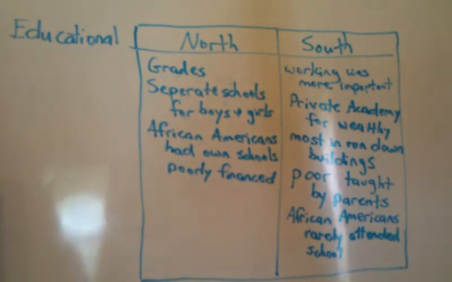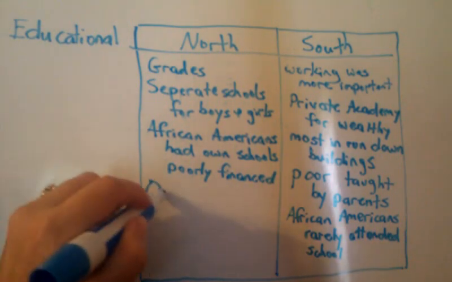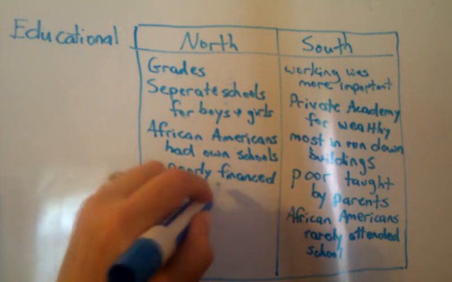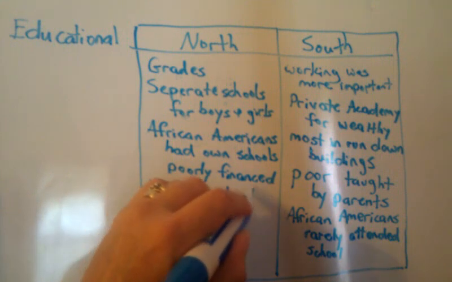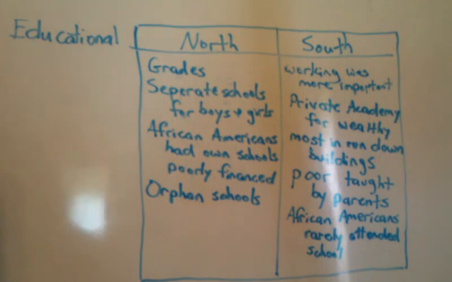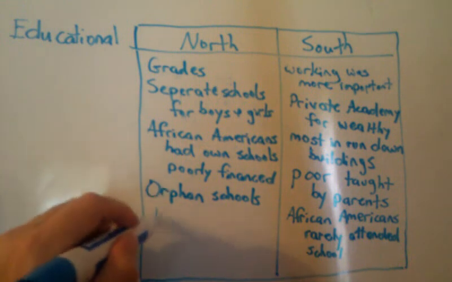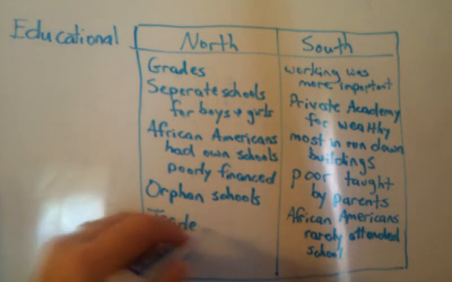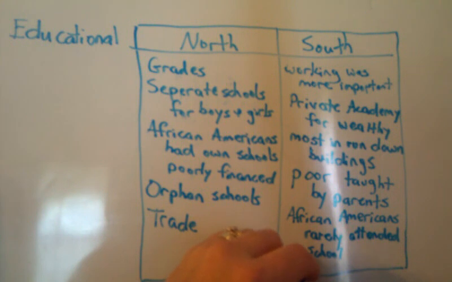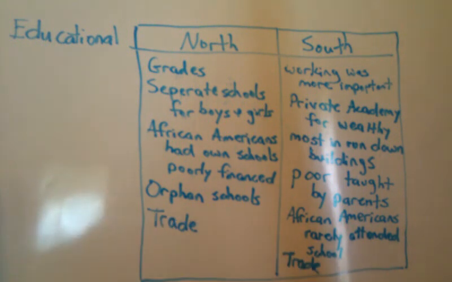Orphan schools were established for those children who had lost their parents in the war. Okay, so they have orphan schools. In many cases, schools in the North and South were more geared toward helping young people learn to trade than reading and writing. Okay, so they were taught how to trade. They weren't really taught reading and writing. If they went to school, they were taught how to trade.